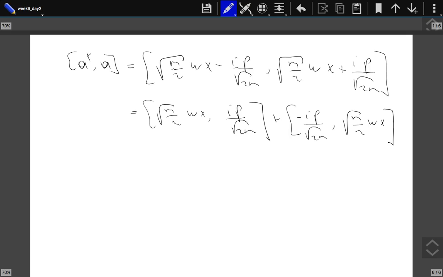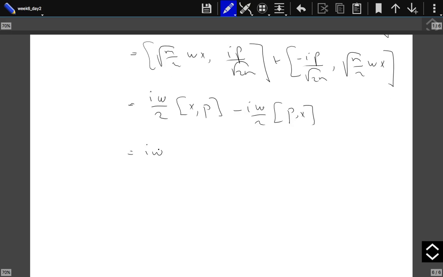Well, these numbers, I can just take them out of the commutators. So this will be equal to i omega over 2 commutator of x and p plus or minus i omega over 2 commutator of p and x. But this is nothing but i omega commutator of x and p. Because in the second term, if I just change the places of p and x, that gives me another minus sign. It makes that relative minus sign a plus. So the first term and the second term, they are basically equal to each other.